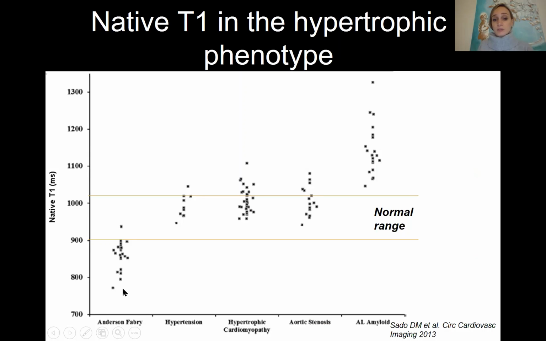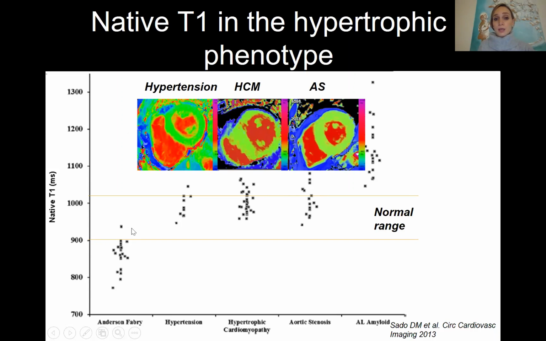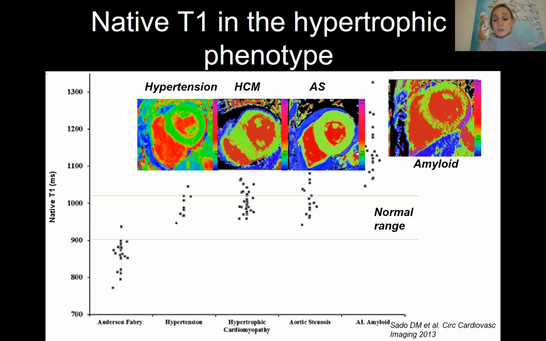This one is a slide where on the x-axis you have diseases with a hypertrophic phenotype, so Fabry, hypertension, hypertrophic cardiomyopathy, aortic stenosis, and the yellow amyloid. And on the y-axis, the T1. And you can see that there's a mild elevation in T1 in hypertension, hypertrophic cardiomyopathy, and aortic stenosis, but actually the elevation in T1 in amyloidosis is extremely high, and you can see that there are lots of red flags throughout the myocardium.